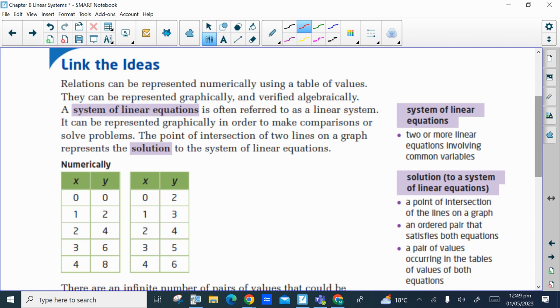A system of linear equations is often referred to as a linear system. It's where you have 2 or more linear equations involving common variables. In this course, we'll only be using 2 equations. If you go into 20-1, you'll actually look at examples where you have more than 2 equations, or you might have a linear equation and a nonlinear, a curve, that you need to find the point of intersection of. And you can do those graphically using the graphing calculator. And then we're also going to learn in the next chapter how to do them algebraically. Where you're not actually graphing, you're doing it algebraically.